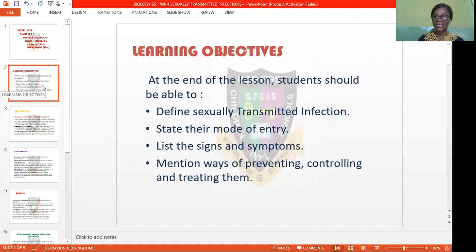But before then, let's see the learning objectives for today. At the end of this lesson, students should be able to define sexually transmitted infection. You should be able to state their mode of entry, that is, how we get infected. Also, you must be able to list the signs and symptoms. How do you know that you are infected with a particular infection? Then lastly, you must be able to mention ways by which we can prevent, control, and treat these sexually transmitted infections.